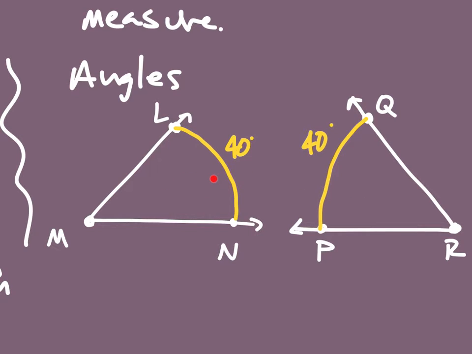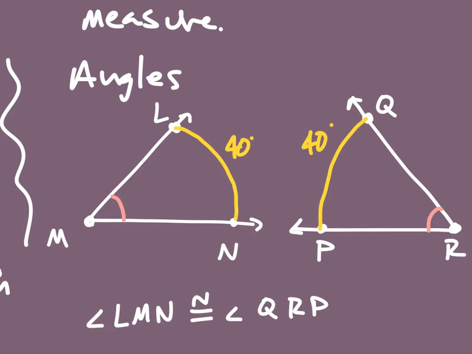When we measure angles, we measure how much these two sides open up. From here, we can say that angle LMN is congruent to angle QRP. Another way that we could say that is simply by having the arc mark inside of that angle. The arc mark indicates that these two angles are congruent.